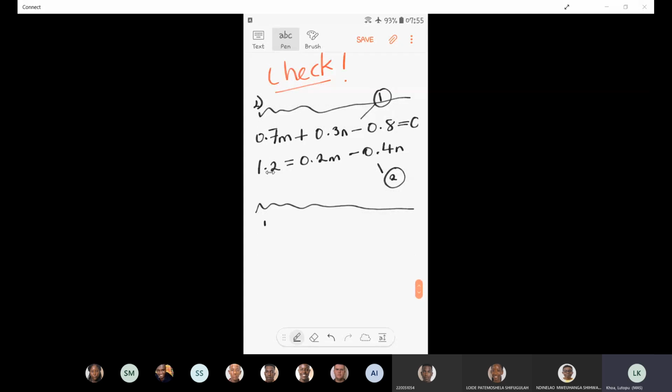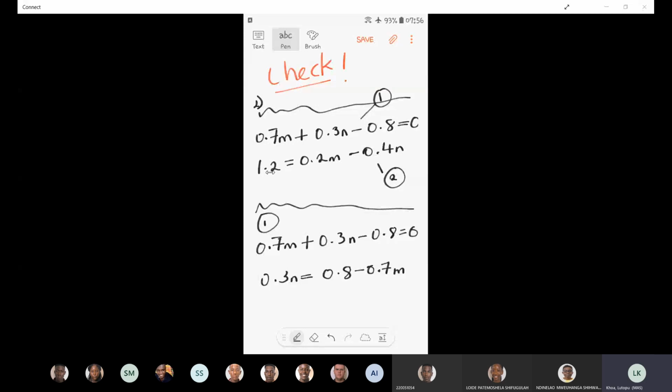From equation 1 over here, I have 0.7m plus 0.3n minus 0.8 equal to 0. So I said I want to make n the subject of the formula. So I will subtract 0.7m and add 0.8 on both sides. So I'll end up with 0.3n equal to 0.8, it becomes positive, minus 0.7m.